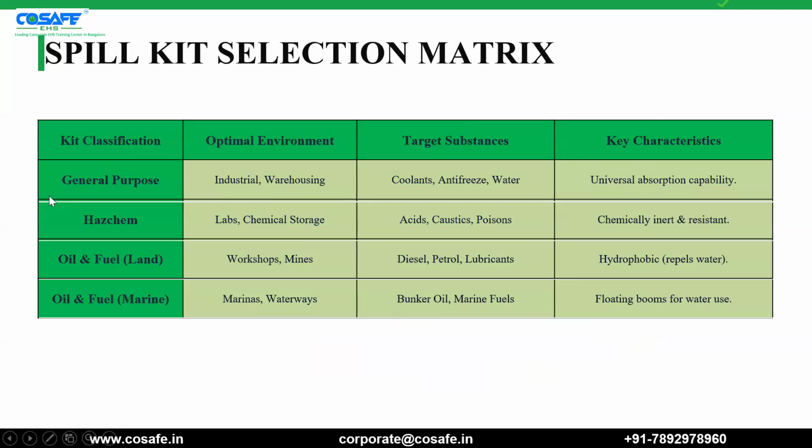See, kit classification: general purpose, used in industrial warehousing, coolants, anti-freeze, water, with universal absorption capabilities. Then there comes HAZCHEM, which is used in labs, chemical storages, acids, caustics, poisons. Then there is oil and fuel on land, for workshops, mines, diesel, petrol, lubricants. Then there is oil and fuel marine, used in waterways, marine areas, bunker oil, marine fuels. According to the application, you need to select your spill kit.